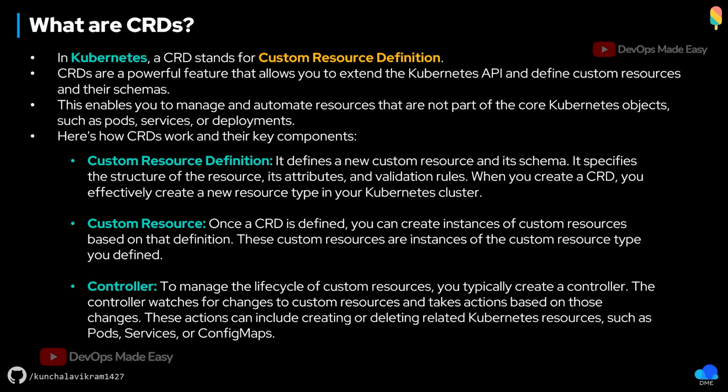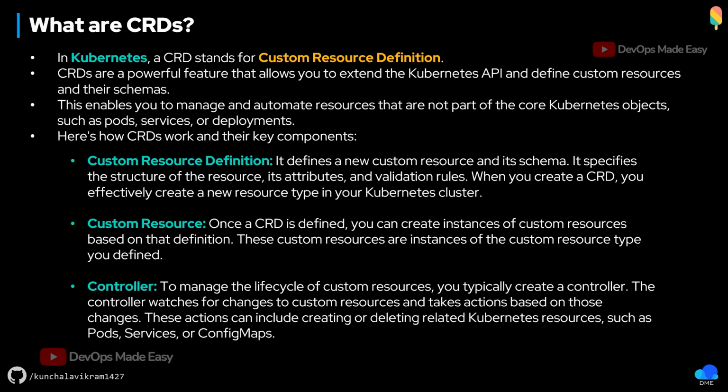So when you create a CRD, you effectively create a new resource type in your cluster. So let's say I created a CRD. If you see the resources inside the Kubernetes cluster, you would see a new resource type of this. And for the custom resource, you already have a definition written. So once you have the CRD defined, you can create instances of that CRD.